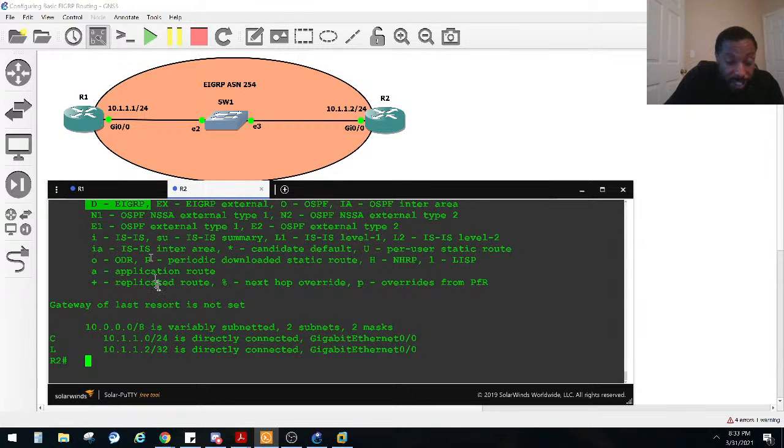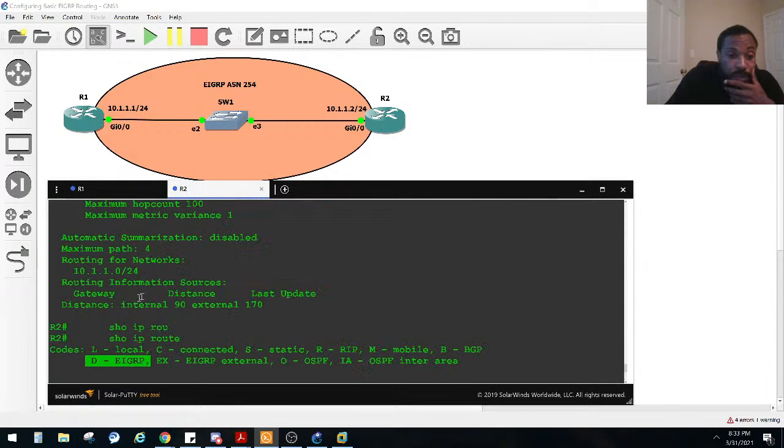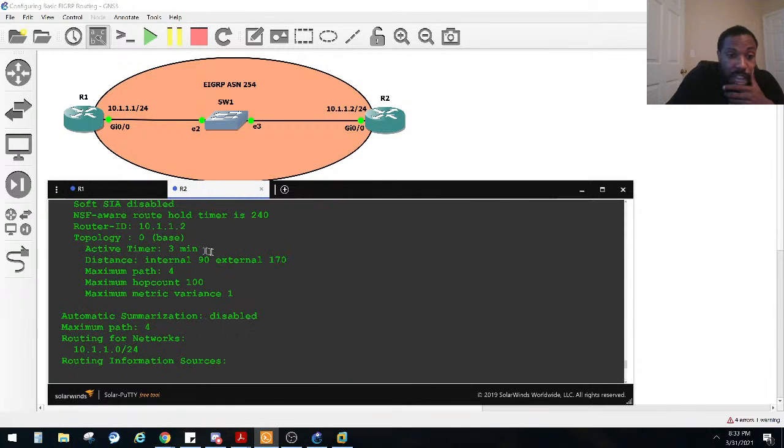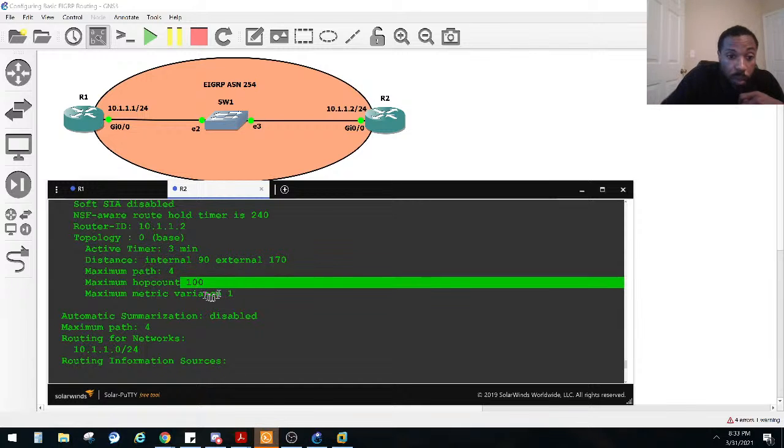Yes, Batman. So the next task was we enabled EIGRP. That's pretty much it. Task 5 was to verify that adjacency has formed and use appropriate commands. So we did show IP protocols, right? And we saw some timers here. We saw the administrative distance. Maximum path is 4. Hop count 100.